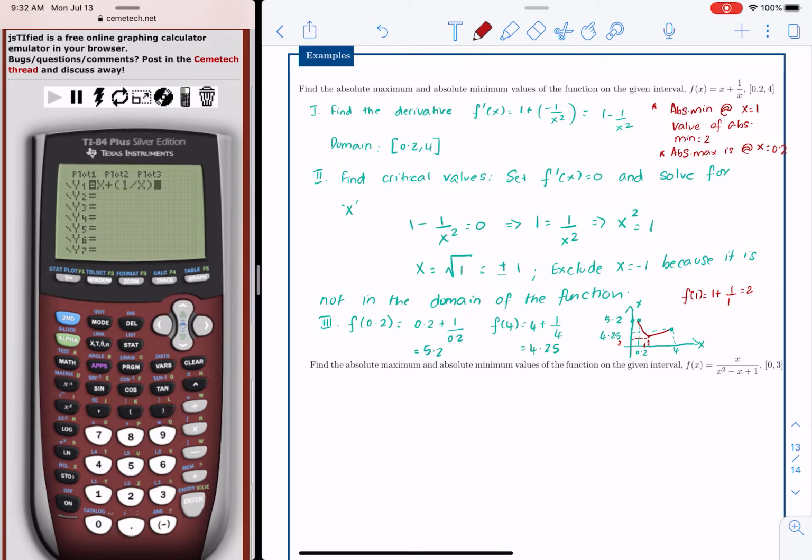So we would have (1 minus x squared) divided by (x squared minus x plus 1) squared. If you cross multiply, we would have 1 minus x squared equals 0, which would mean x squared is equal to 1 and x is equal to plus or minus 1. And we are going to exclude x is equal to minus 1 as it is not in the domain.